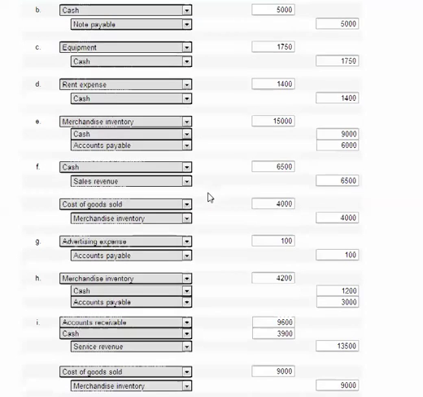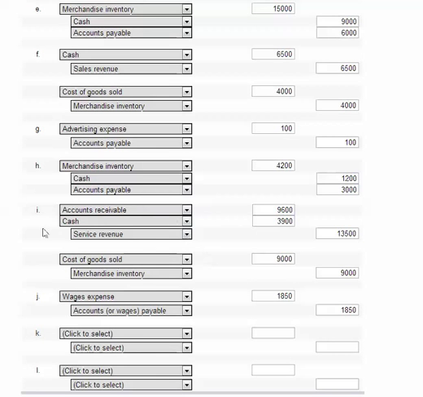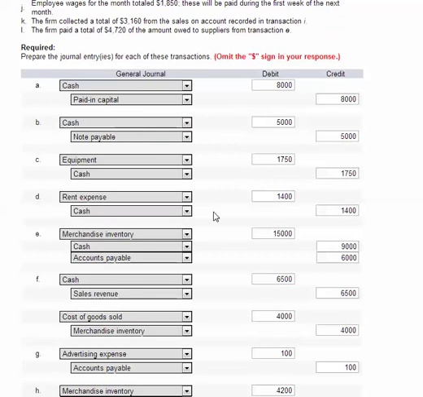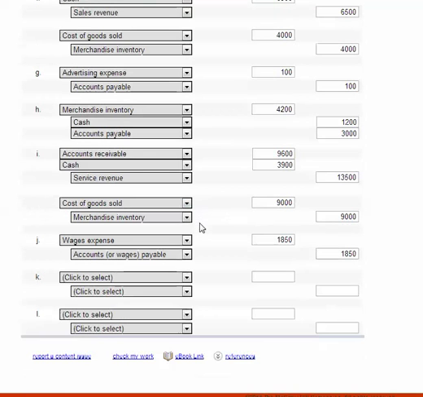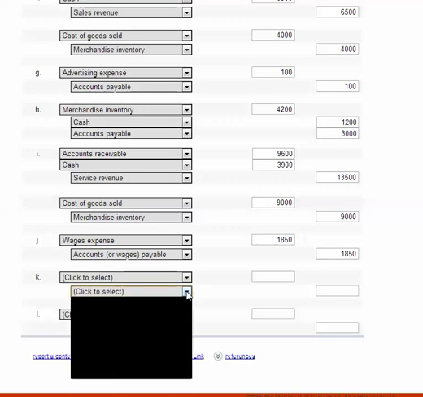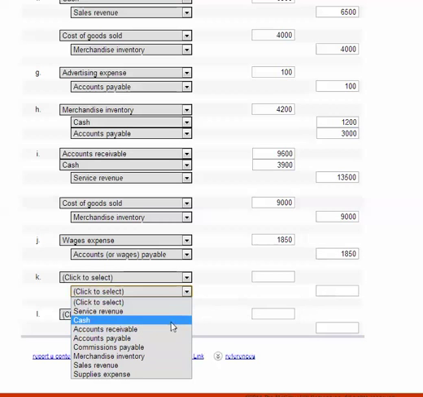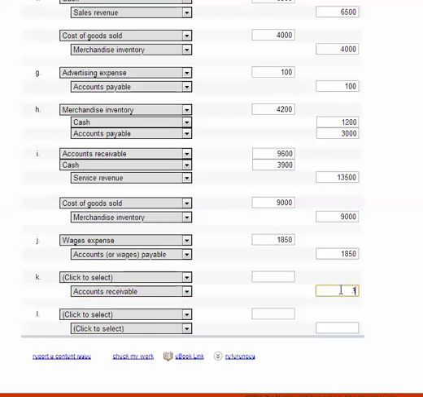Okay, the firm collected a total of $3,160 from the sales on account recorded in transaction I. Well, when it tells me something happened in a different transaction, I always want to look back and see what happened. So in this case, we sold merchandise, part of it was on account, and it says we collected $3,160 in those sales. So out of this accounts receivable, we're now collecting $3,160. So we need to credit our accounts receivable $3,160. That will reduce it. And yay, they're paying us, so we get to debit cash. Increases our cash. I like it when my cash goes up. Wish it happened more frequently.